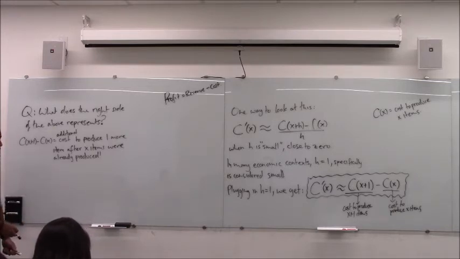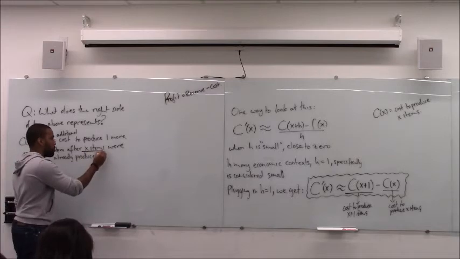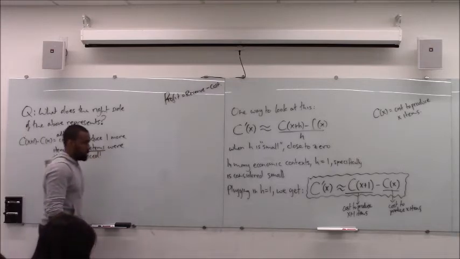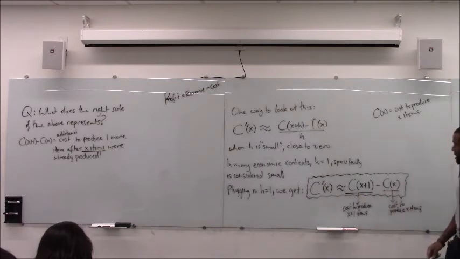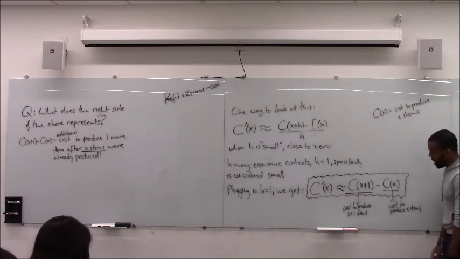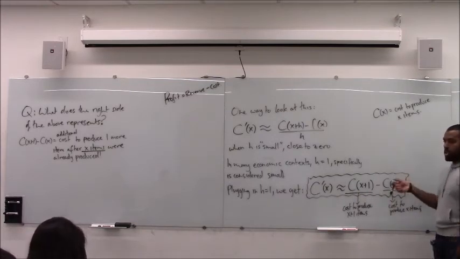So I'm not just talking about the cost to produce one more item, but the cost to produce one more item at a specific point after X have already been produced, right? So this is going to represent the additional cost of producing one more item at a certain production level.